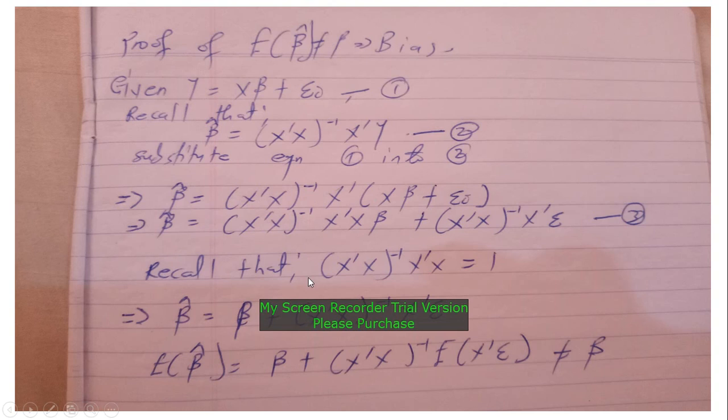So now let's recall that X prime X inverse X prime X here is equal to 1. So when we do that substitution, I'll end up getting beta cap equal to beta plus X prime X inverse X prime epsilon. Now when I run expectation through, the expectation of the constant, that's beta, I get beta, and I end up getting X prime X inverse times the expectation of X prime epsilon. And now we can see that the expectation of beta cap, that estimate here, is not equal to the true parameter, which is beta. So we have the problem of bias. So we've proved the biasedness.